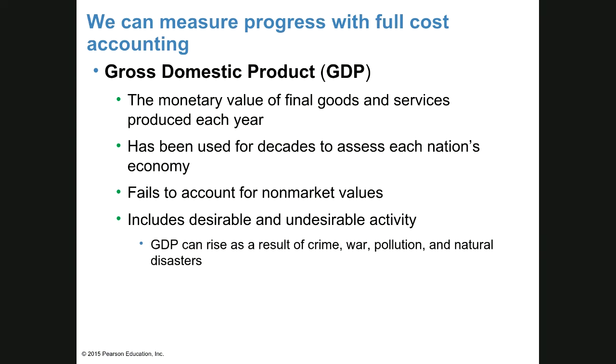And it includes desirable and undesirable activity. So gross domestic product can rise as a result of crime, war, pollution, and natural disasters. In fact, when we went to war with Iraq, our gross domestic product increased as we increased the number of people in the military, and as we were spending money cleaning up pipelines in Iraq so that we could reestablish the global market of petroleum. So kind of unfortunate that big devastating events like that can affect gross domestic product.